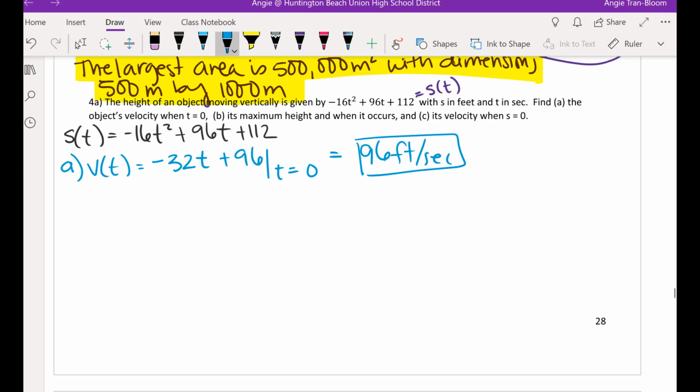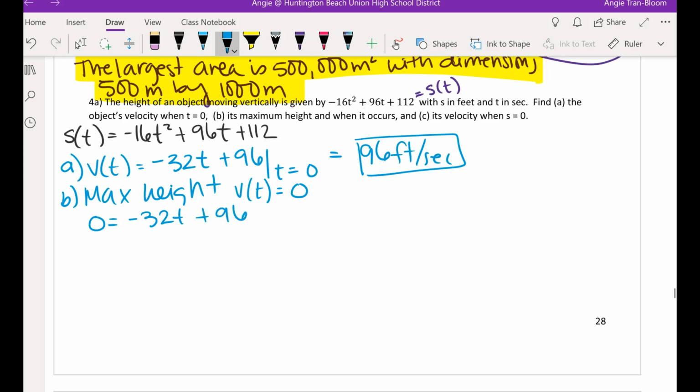C says, I'm sorry, not C. B says find its maximum height and when it occurs. So B says max height. Okay. Well, as you know, the max height is when the object is going to turn around, which is when we have a tangent. If we have a tangent, the derivative is 0, or in this case, the velocity is 0. So we want to take the velocity, set it equal to 0, and then solve for the time. Once we have the time, then we can work from there.